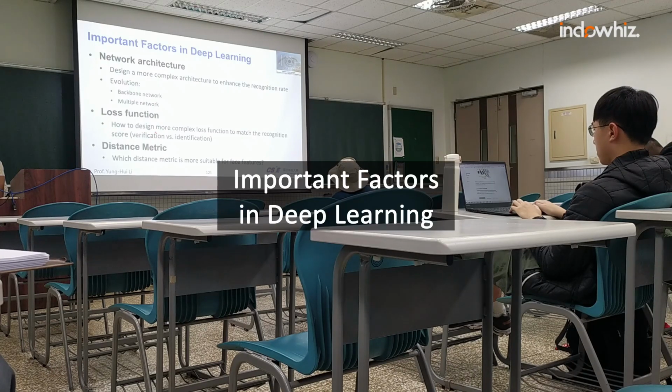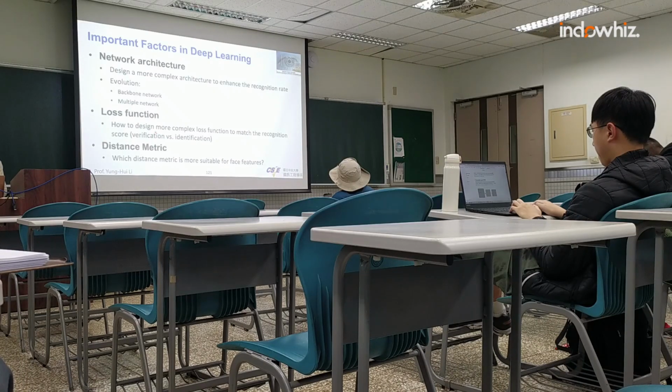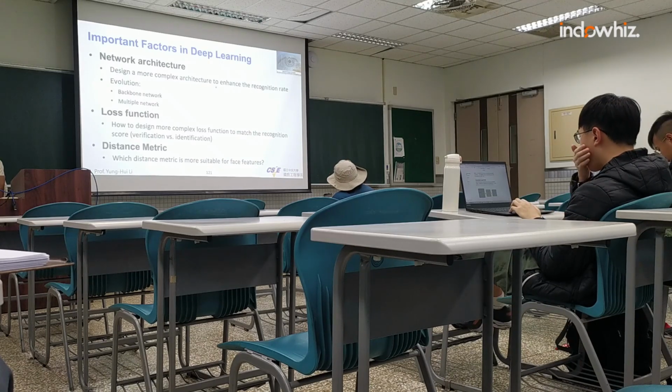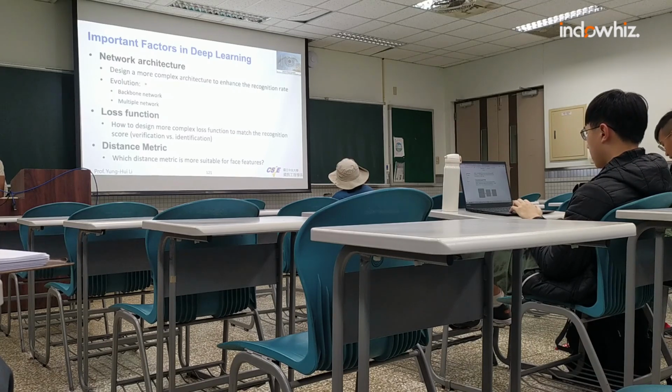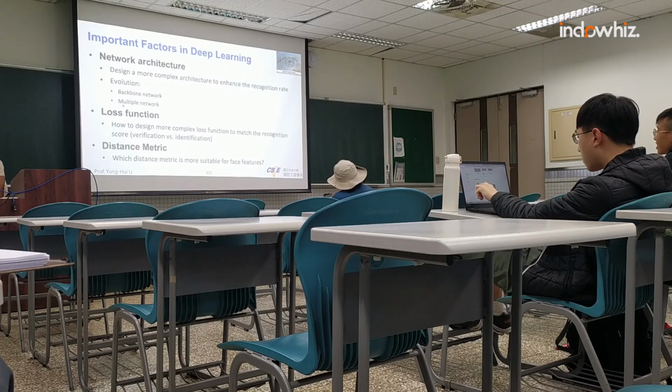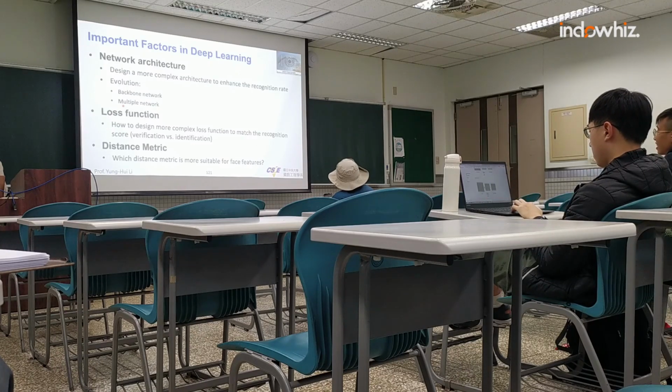Okay, so the important factors in deep learning when you use it to do face recognition contain the following three things. First, how do you design the network architecture? We need to design a complex architecture to enhance the recognition rate. And the important thing is what backbone network you use to do the classification. And sometimes we will use multiple networks. Maybe you will train multiple networks, one network for some specific kind of face.